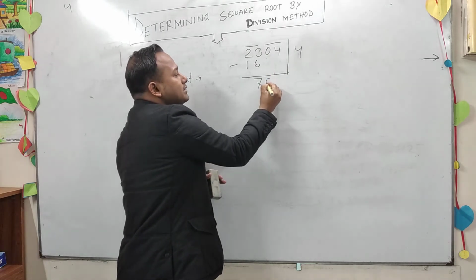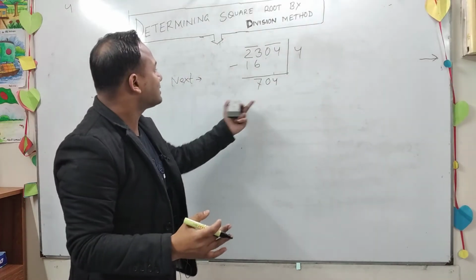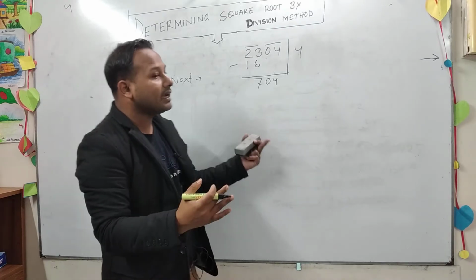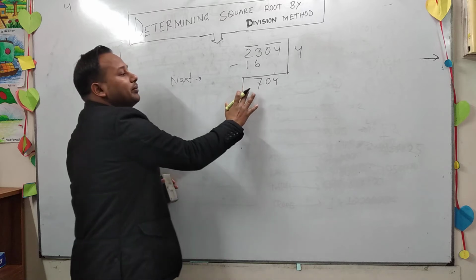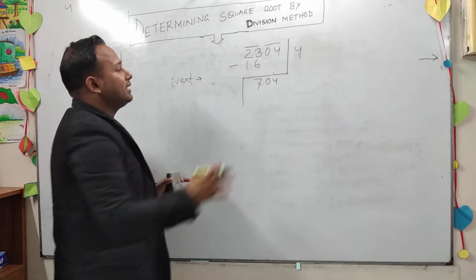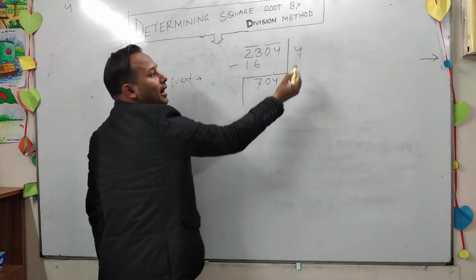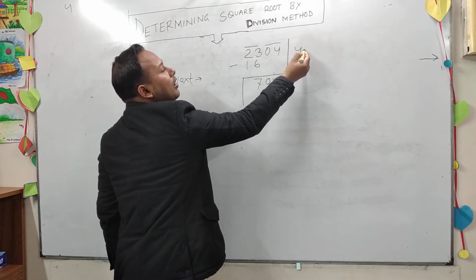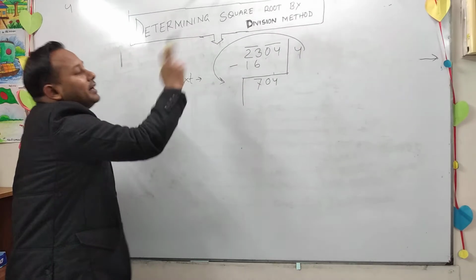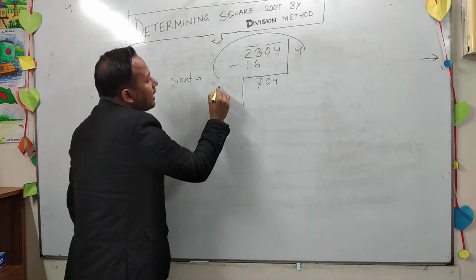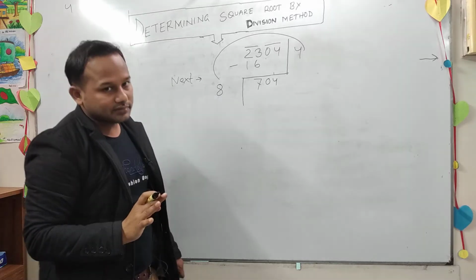So this pair is becoming 704. That is our task we are doing. Next, you have to draw a line like this, that is becoming a division sign here. You took the first 4. Now you will take the double of 4 here. So 4 will be doubled and it will be 8, because 4 into 2 equals 8. So you have taken 8.